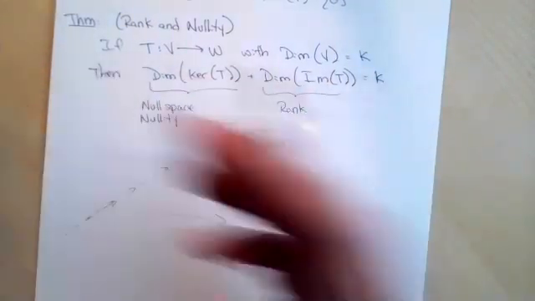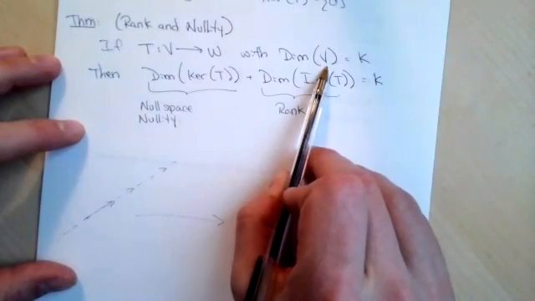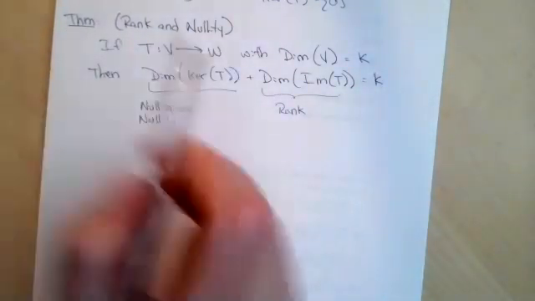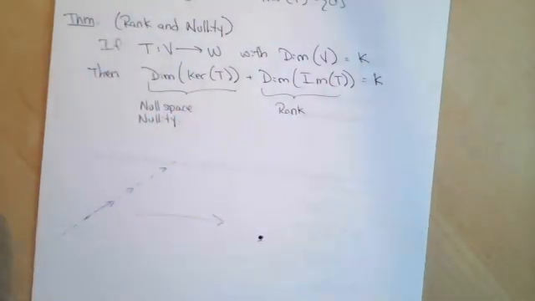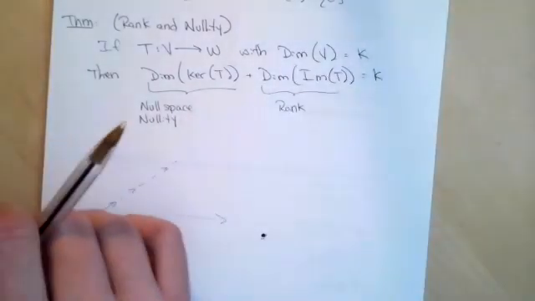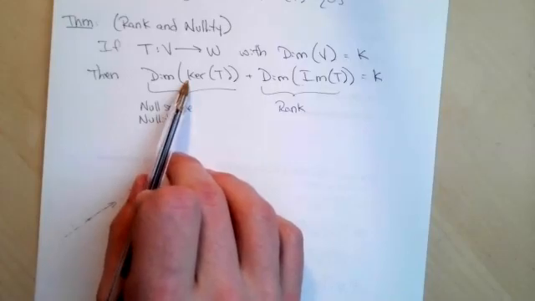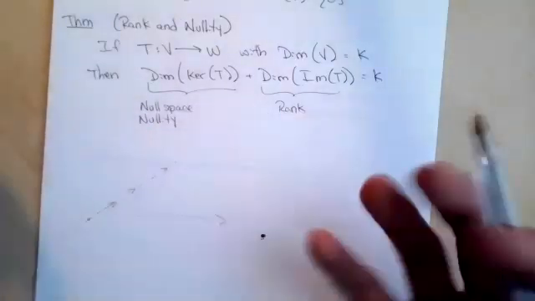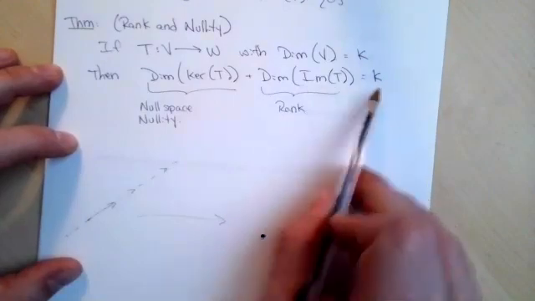And so we should expect, if the dimension of my domain is K, some of those dimensions we're going to kill off, and some of those dimensions we're going to maintain. The dimensions that we maintain will end up in the image, and the dimensions that we kill off, we'll keep track of as the kernel. Since that is all of the dimensions that we can have of V, the sum of those two dimensions has to be K.